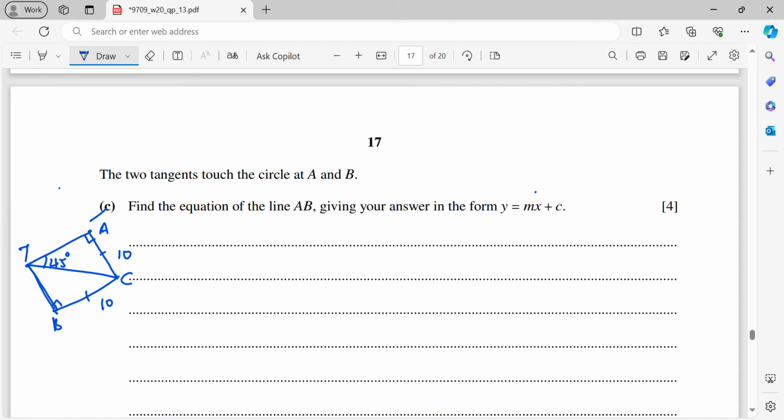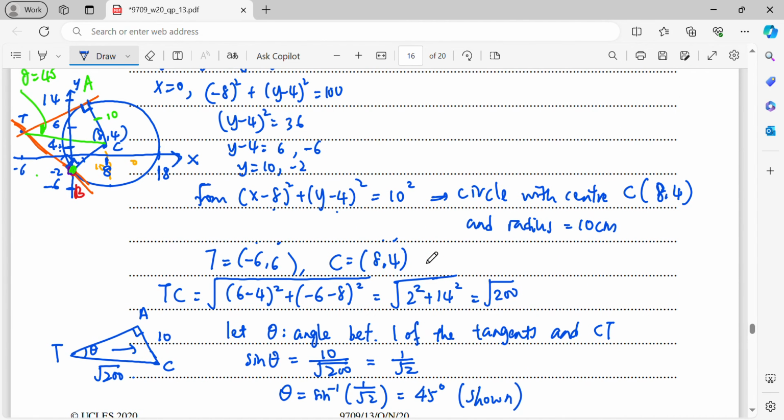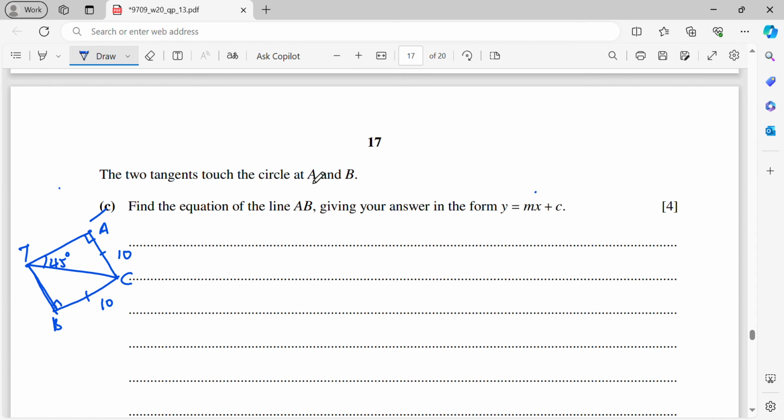Okay, so what I need to do here is find out what is my slope of AB. Because we have found the A. Did I find the A? Oh no, we didn't find the A yet. Okay, so now what to do is you are given T and C. So I write down first: this is minus 6, 6, and then the C is 8, 4.